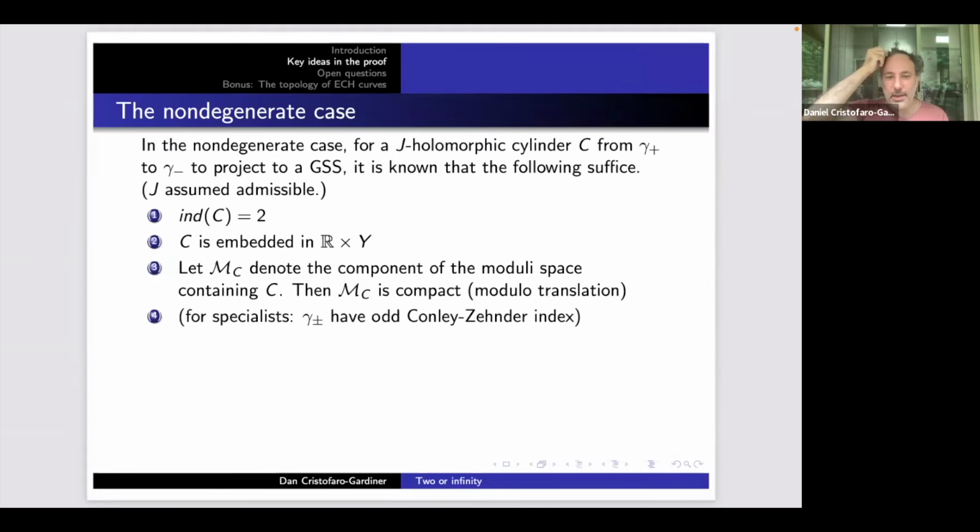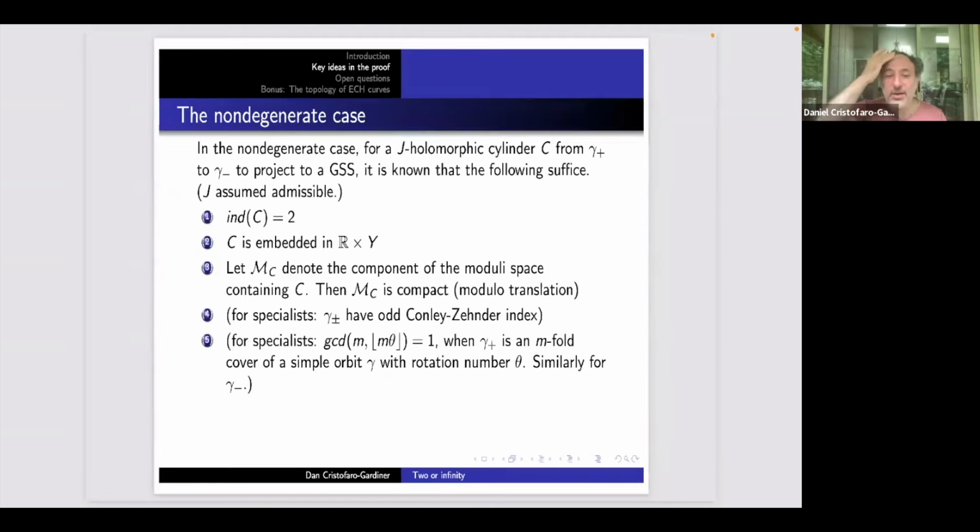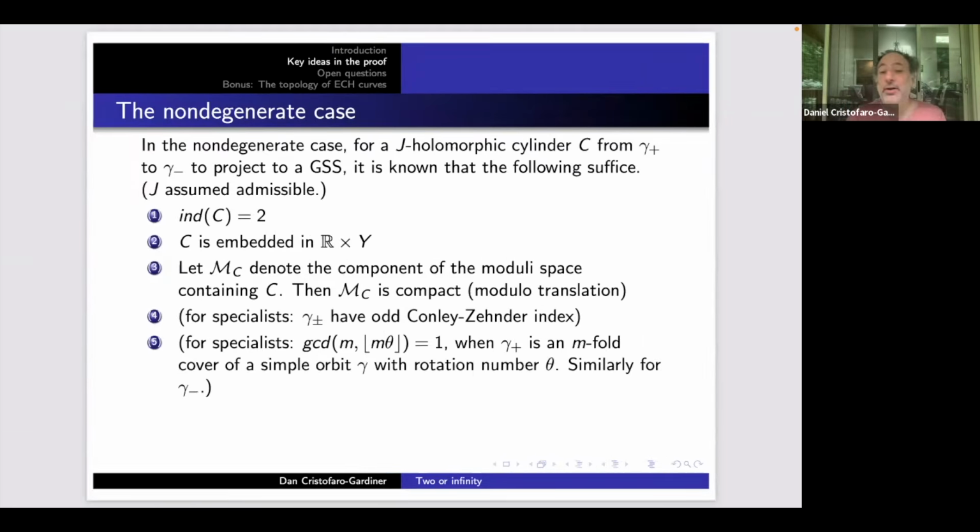Okay, so now there's actually other criteria. It turns out to be useful. So remember, my cylinder goes from one orbit to another. It turns out to be important, or at least useful, that the orbits have odd Conley-Zender index. And there's an even stranger condition that, unless you're really immersed in this kind of theory, you might never guess is an important condition. So let's talk about it, because it's a fun condition and not unrelated to how the proof actually works.